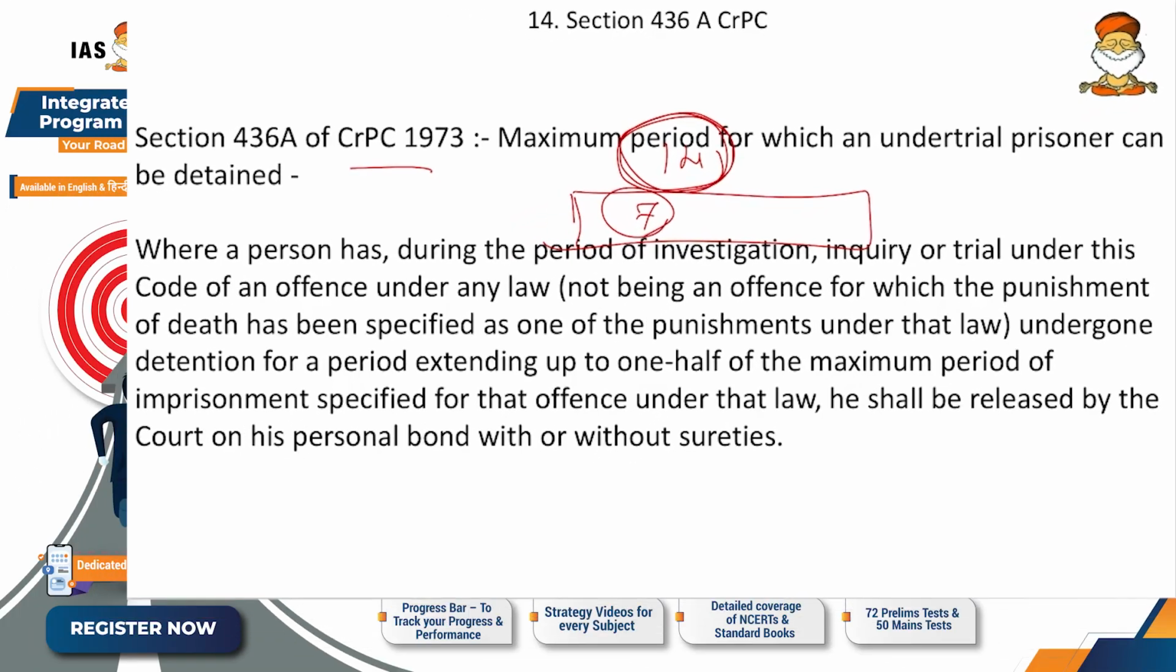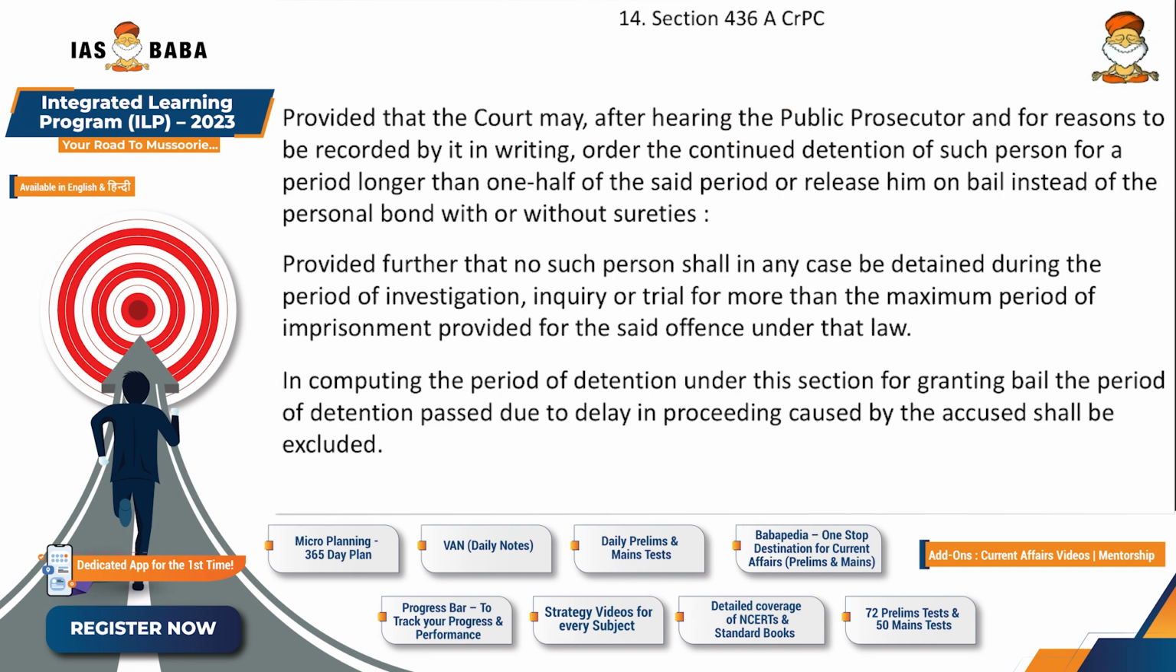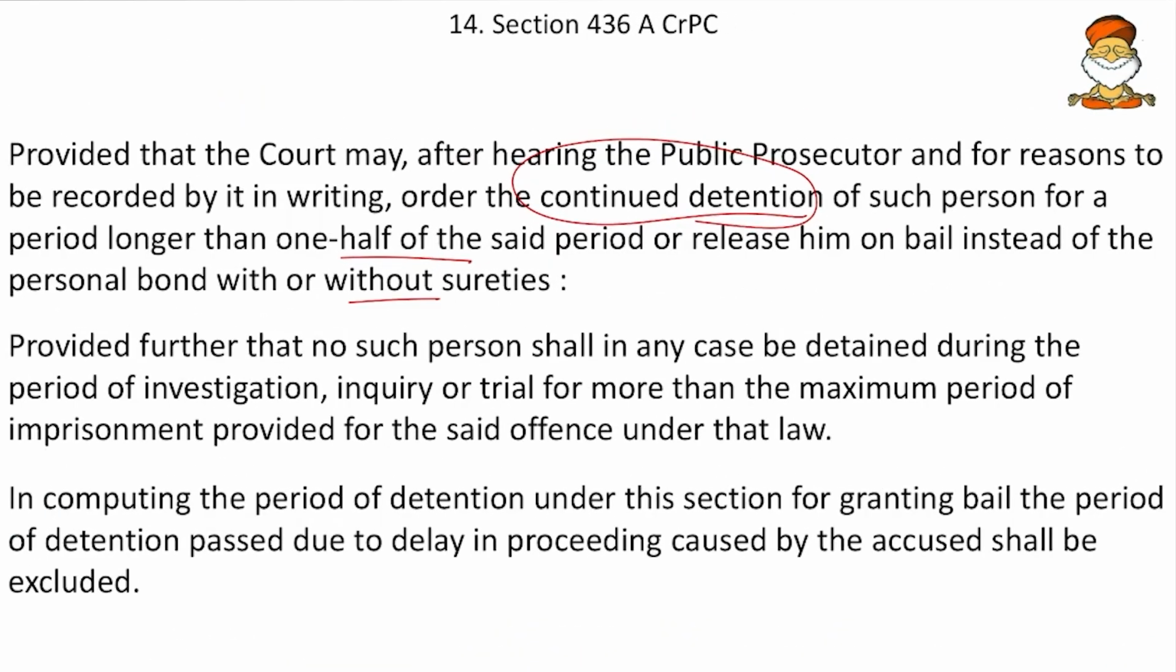And here, this is not applicable to capital punishment. However, this pre-release shall not happen if the public prosecutor, in his opinion, says that the continued detention is necessary. So if there is a suspicion that he will go out and tamper with evidence or do any such mischief, then this 436A will not apply and he or she shall not be released. And for this again we have a counter clause.